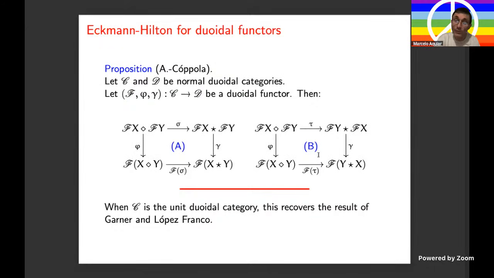If your domain category is the trivial, the unit category, then such a duoidal functor is the same thing as a duoid in D. Okay, and that's how this result generalizes the one of Garner and López-Franco.